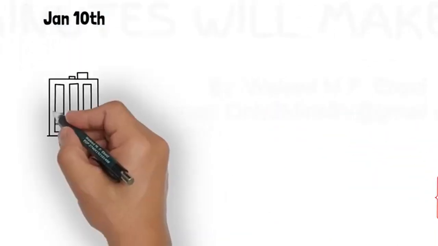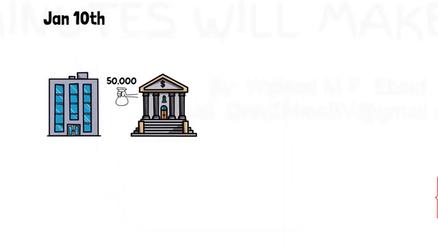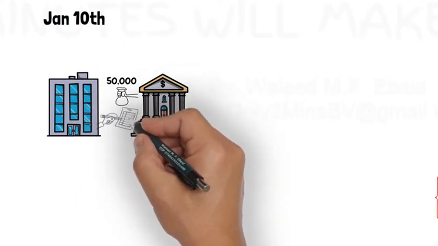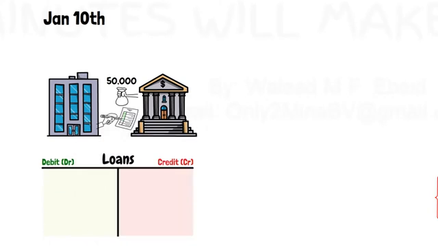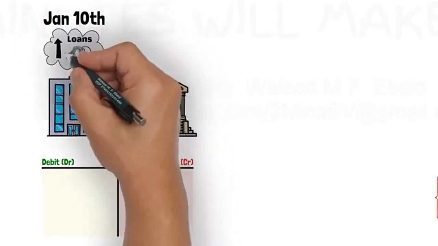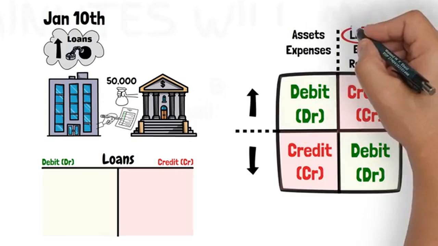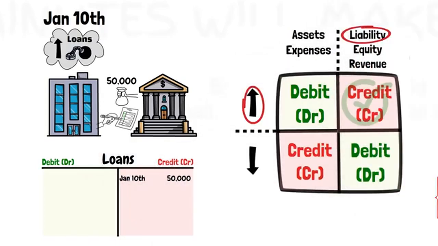Another transaction. On Jan 10th, the business got a loan of 50,000 from a bank. This means that the business owes 50,000 to the bank, and the accountant should record that obligation. Let us use a T account for loans. Loans increased by 50,000. And since loans are liabilities, the increase in loans is recorded in the credit side of the loan account.